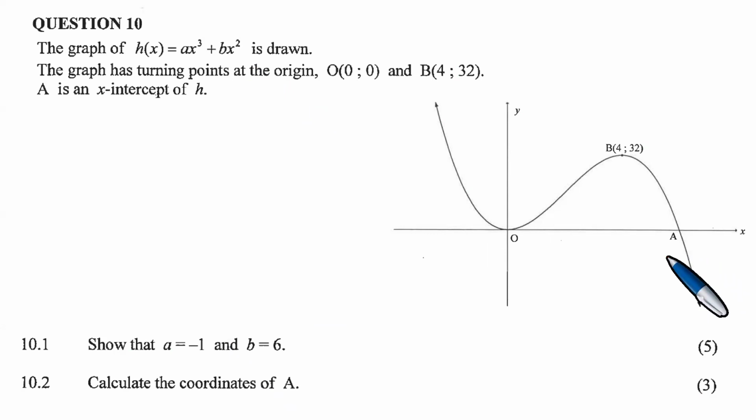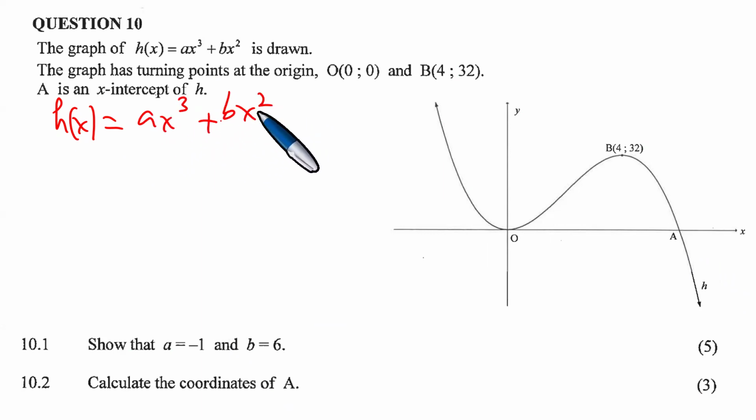Because Mamba was looking at that one, was like, okay, now they want us to find the equation. But you see, the examiner has given us h of x, which is ax cubed plus bx squared. And we just need to show that a is minus 1 and b is 6. But look at this. If you look at this very carefully, there are a couple of things that remain extremely important. Right, so the graph has turning points at the origin. There's a turning point at the origin, O with the coordinates 0 and 0. B has the coordinates 4 and 32. A is an x-intercept of h. We want to show that a is minus 1 and b equals 6.